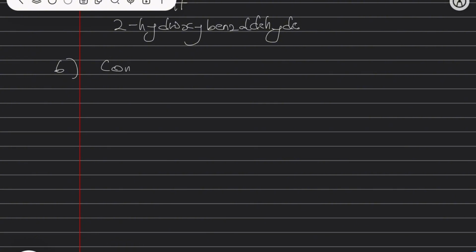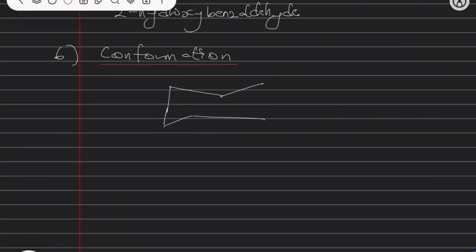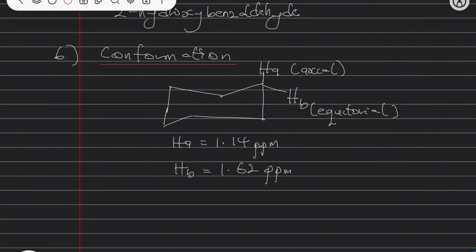Another important factor that affects proton NMR chemical shift is the conformation, especially in chair conformation. In chair conformation, we have two positions the hydrogen can assume. These two positions are the axial and the equatorial positions. The equatorial hydrogen is more downfield than the axial hydrogen.